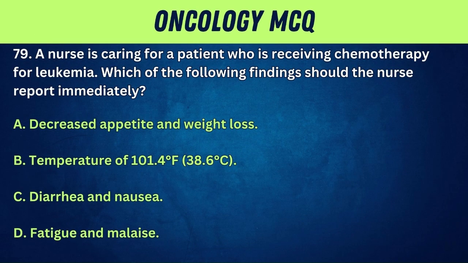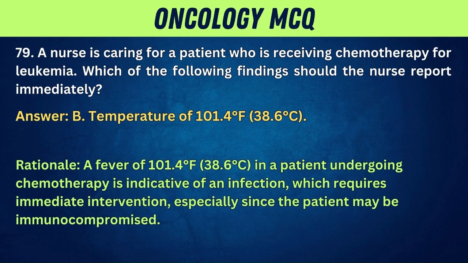79. A nurse is caring for a patient who is receiving chemotherapy for leukemia. Which of the following findings should the nurse report immediately? A. Decreased appetite and weight loss. B. Temperature of 101.4 degrees Fahrenheit, 38.6 degrees Celsius. C. Diarrhea and nausea. D. Fatigue and malaise. Answer: B.